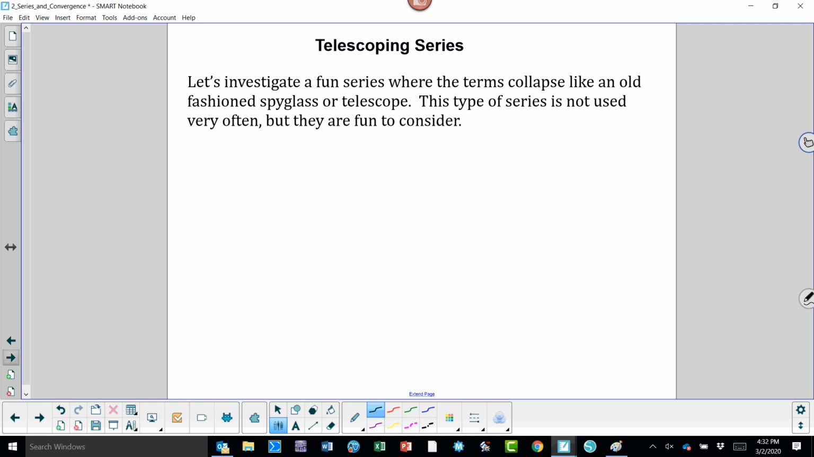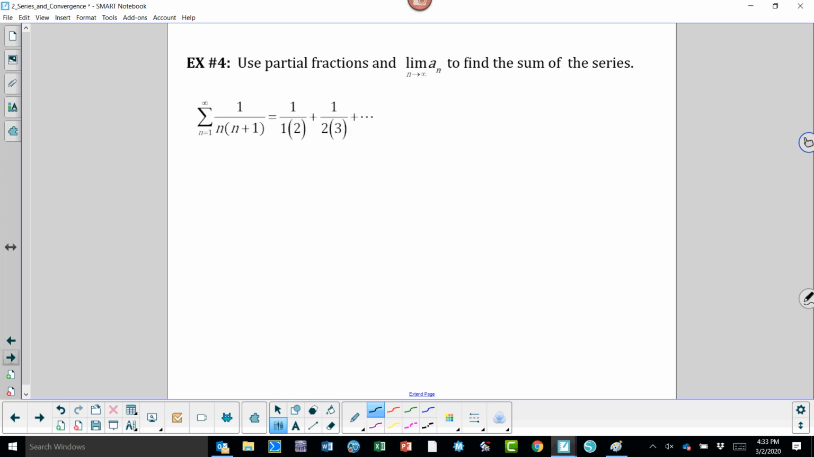Okay, so we're going to talk about telescoping series. This one's just kind of cool because it shows you something and it shows you a pattern and it's kind of neat. But again, it's not tested, so we're not going to have any necessarily test questions over it, but you're going to kind of see it's kind of cool what happens here.